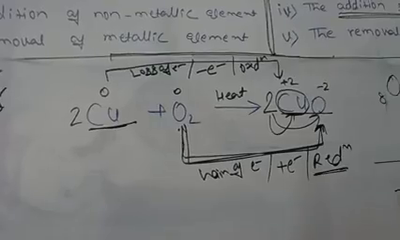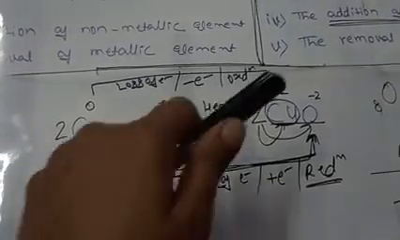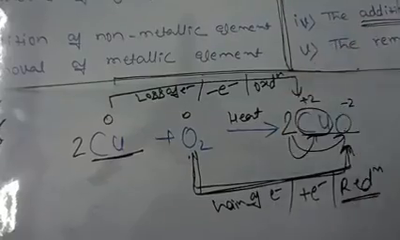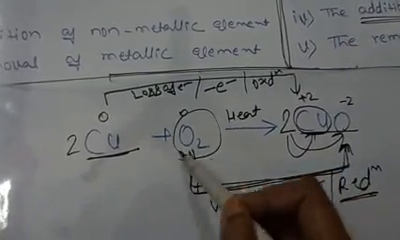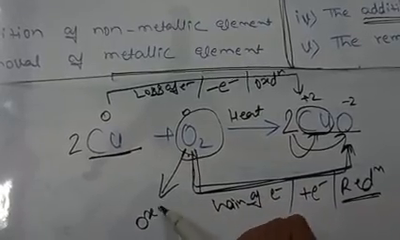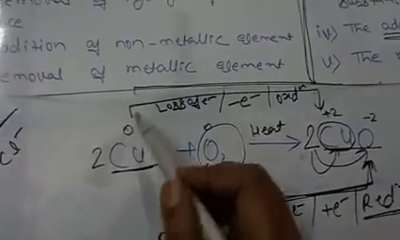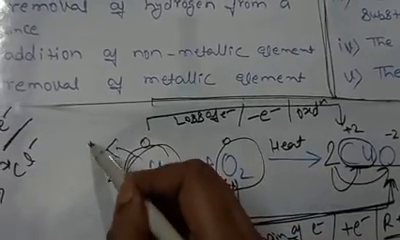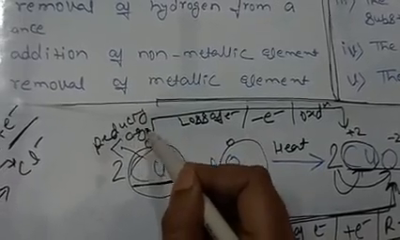Okay, here you can find one more thing, which one is the oxidizing agent and which one is the reducing agent. Because this is the reduction, this is the oxidizing agent. And where it is oxidation, it is reducing the other one, so this is called the reducing agent.